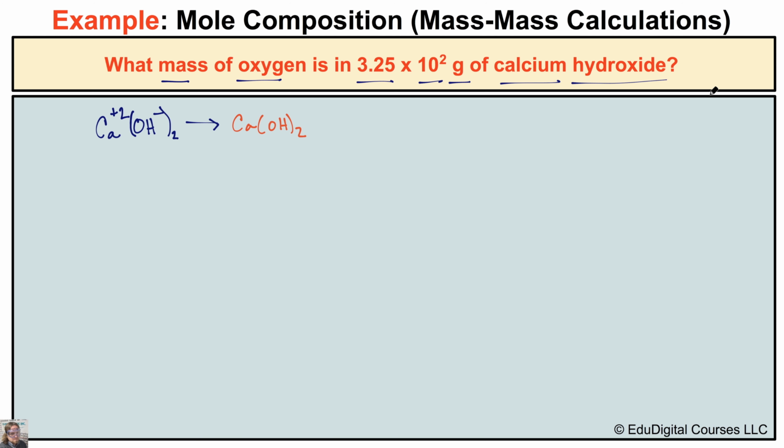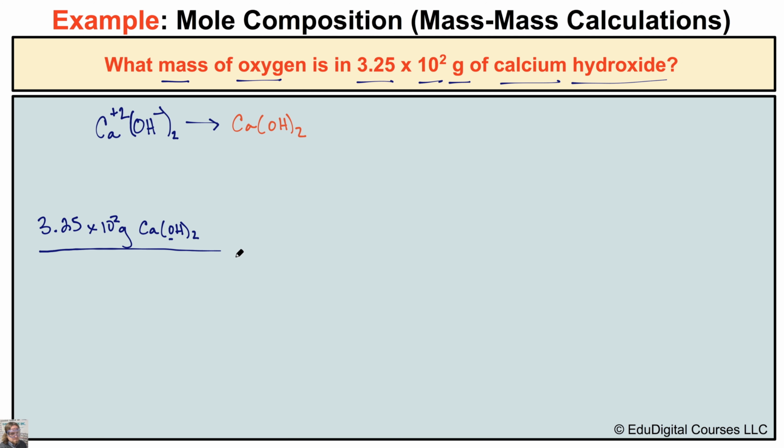So now that we have that figured out, this question says what mass of oxygen is in 3.25 times 10 to the second grams of calcium hydroxide. So we're starting off, or the known quantity is 3.25 times 10 to the second grams of calcium hydroxide, Ca(OH)2. And we want to know the mass of just oxygen in this mass of calcium hydroxide.